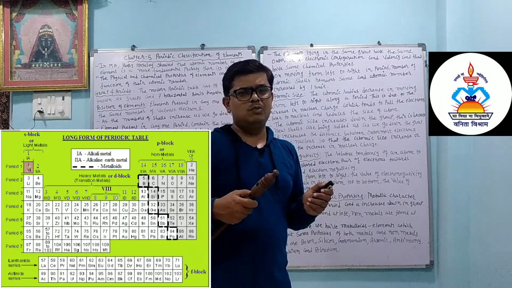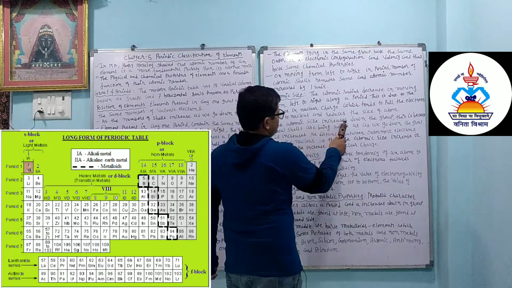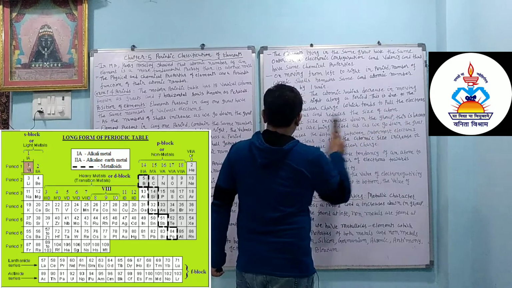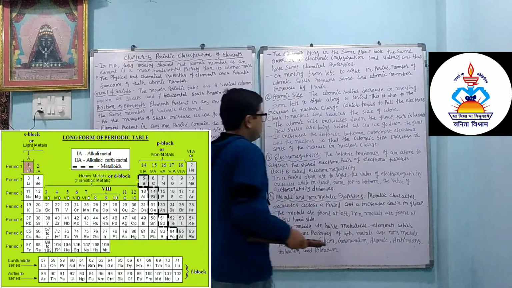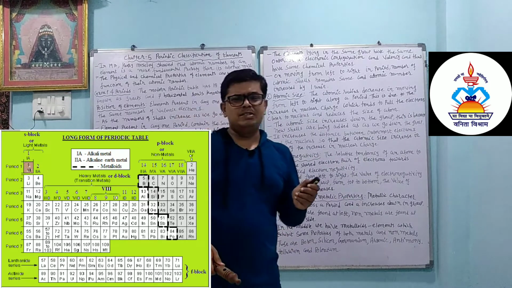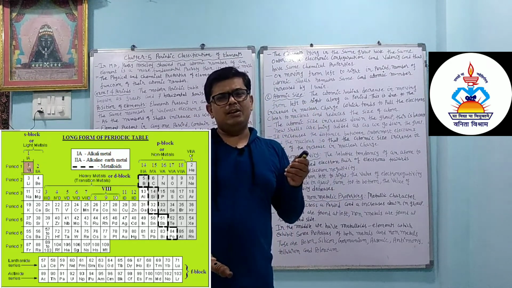Non-metallic characteristic increases. The atomic size increases down the group. This is because new shells are being added as we go down the group. So atomic size increases in a group when we are going from top to bottom. Okay, we can take so many examples.